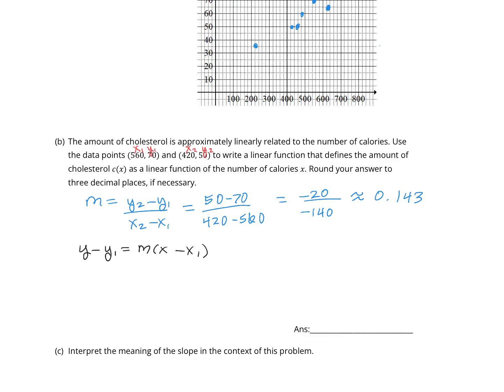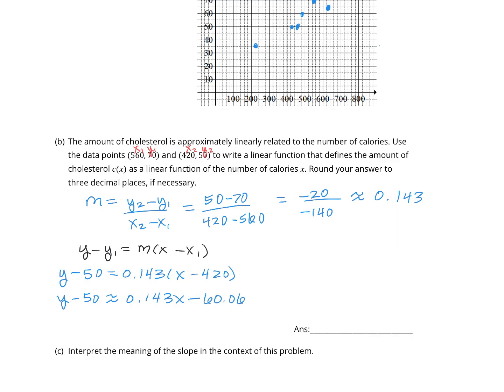So substituting in, I'm going to have my y minus 50 equals 0.143 times x minus 420. Distributing that decimal. And again, I really don't want to say equals here because these are now approximations, because I have decimals floating around and I'm using rounded numbers. So that's going to be 0.143x. If I multiply the 0.143 times 420, I get 60.06.